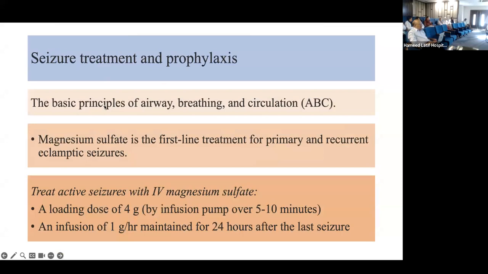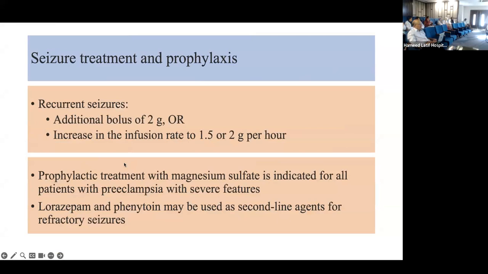Treatment of convulsions: the basic principle is ABC, airway, breathing, circulation, and magnesium sulfate, of course, with a loading dose of 4 gram and maintenance dose of 1 gram. For recurrence, an additional bolus dose of 2 gram. You should remember that if it happens in quick succession, then what do we do? Prophylaxis is indicated in all women with pre-eclampsia so that we do not let it progress to eclampsia. Lorazepam and phenytoin may be used as second-line agents for refractory seizures.